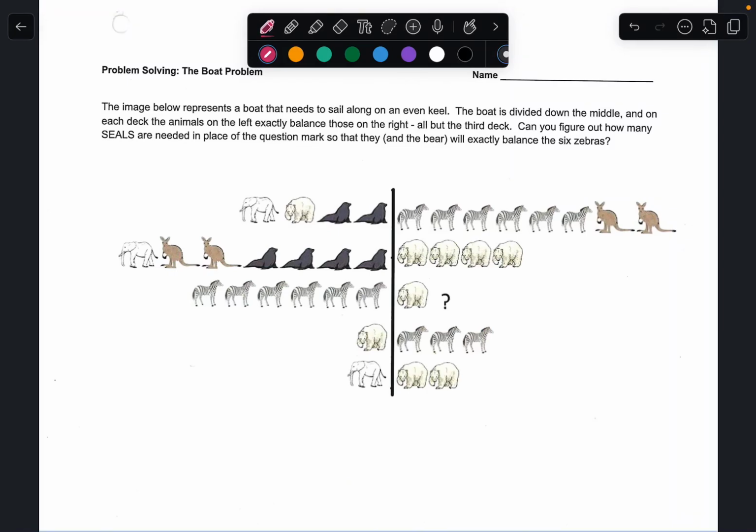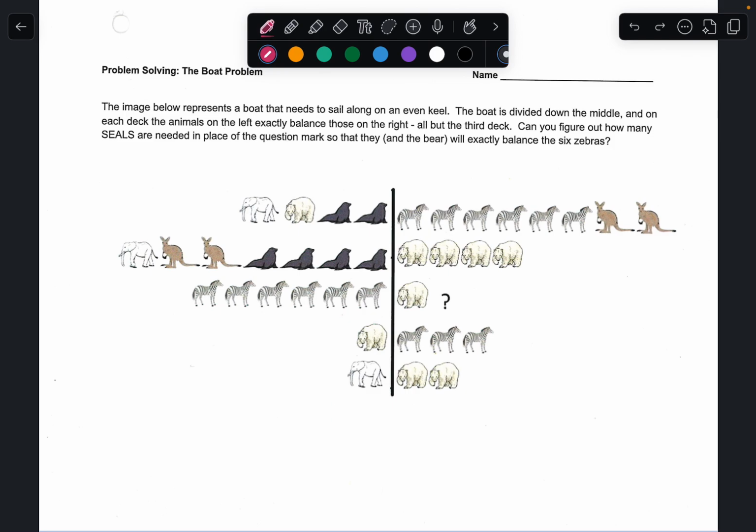All right, let's go ahead and solve this boat problem. This is all about a boat that needs to sail on an even keel. It's divided down the middle, and on each deck, the animals on the left exactly balance those on the right. So everything over here needs to balance everything over here. Let's see if we can figure this out.